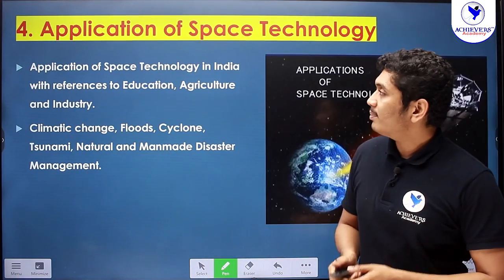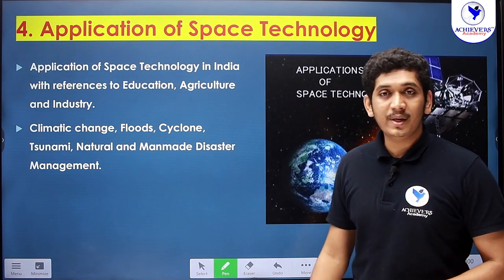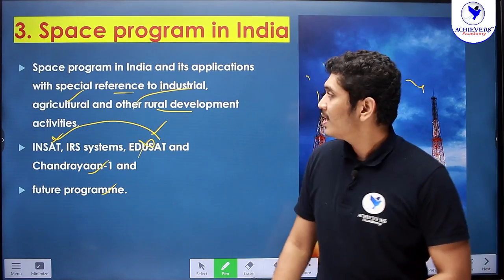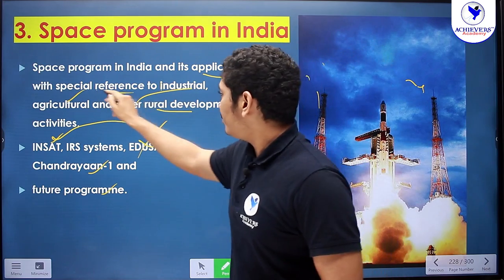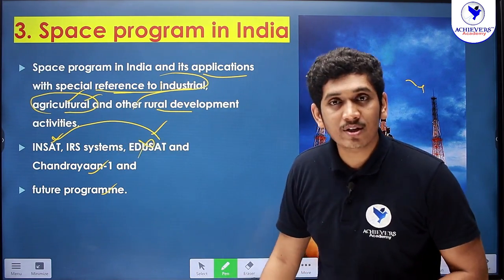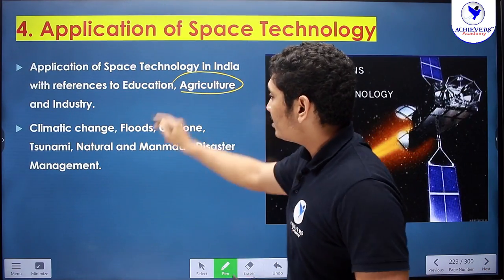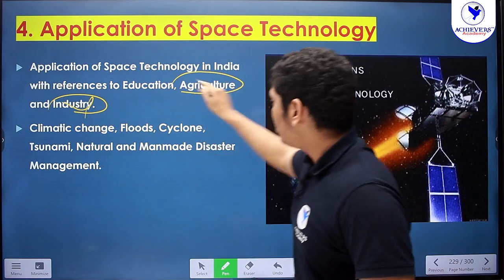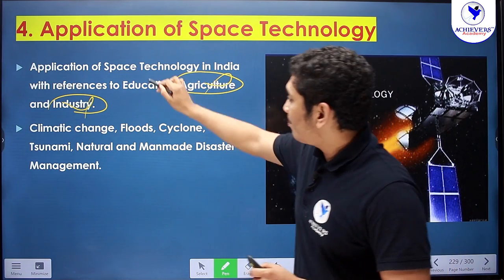The third chapter is done. Next is applications of space technology. You are very lucky. Why? Here you see applications with reference to industry and agriculture. This has been repeated in your syllabus. See, agriculture and industry, so no need to do this here. So just complete the education.